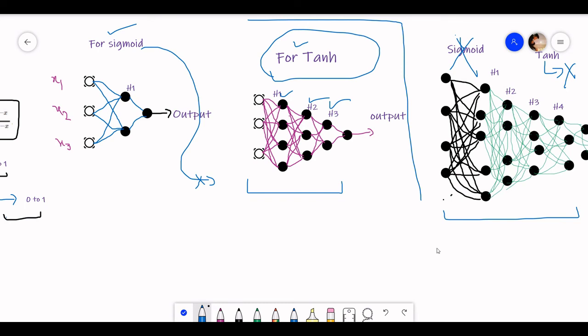We can fix this problem by using our ReLU activation function. We can solve this problem by ReLU activation. In my next video, I will talk about the ReLU activation function.